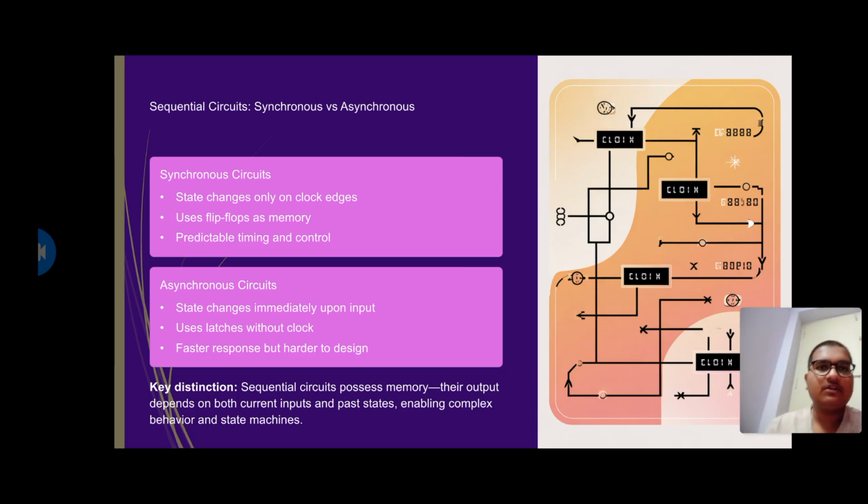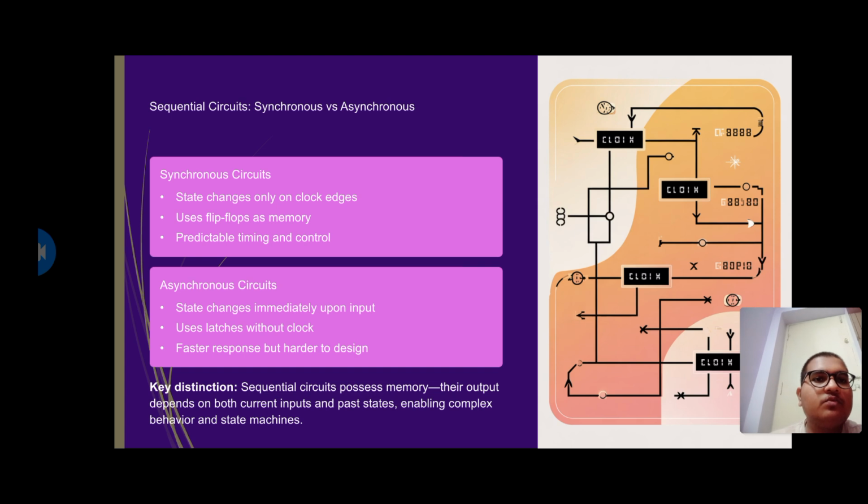In a synchronous circuit, the state changes on clock edges. Synchronous circuits use flip-flops like SR, JK, T, and D flip-flops that we are going to discuss further. As we know, synchronous circuits have predictable timing and more control, whereas in asynchronous circuits the state changes immediately upon input change. When the input changes, the state of the circuit also changes. Asynchronous circuits use latches without clocks.